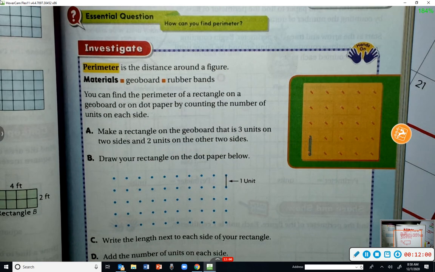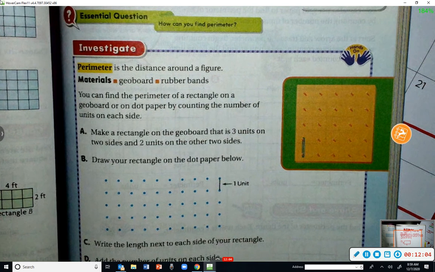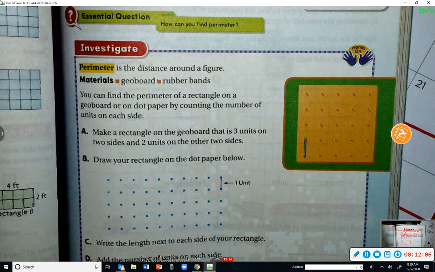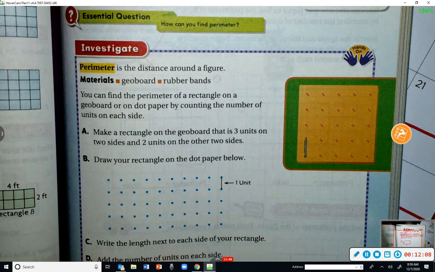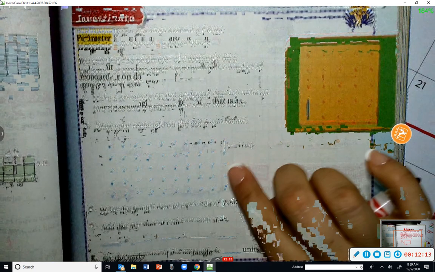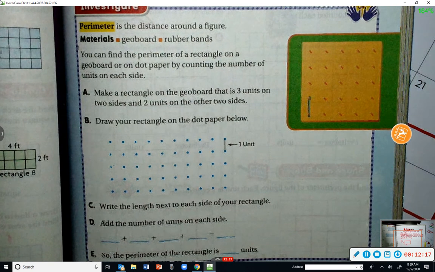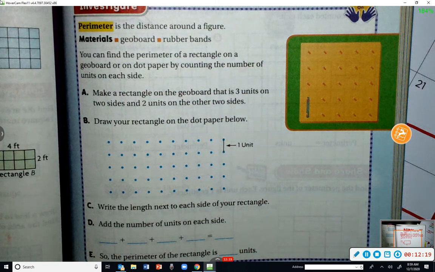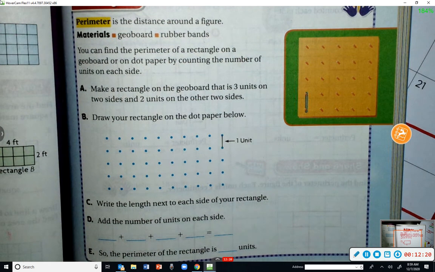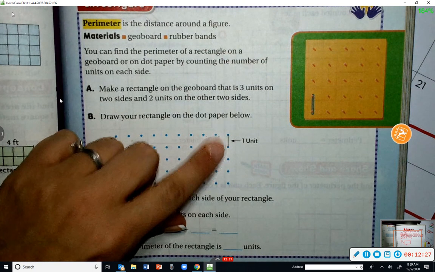So we said perimeter is the distance around a figure where we add the outside edges, or we add up all the sides. Okay, we're not going to get out a geo board, but we can draw on here. It says make a rectangle on the geo board that is 3 units on 2 sides and 2 units on the other side. And look right here, 1 unit is from one dot to the second dot.